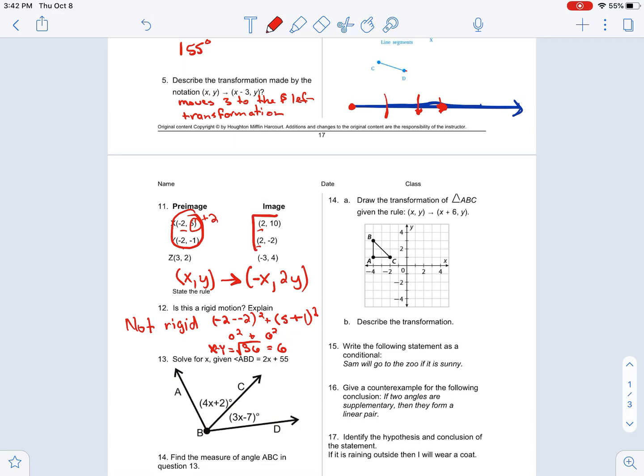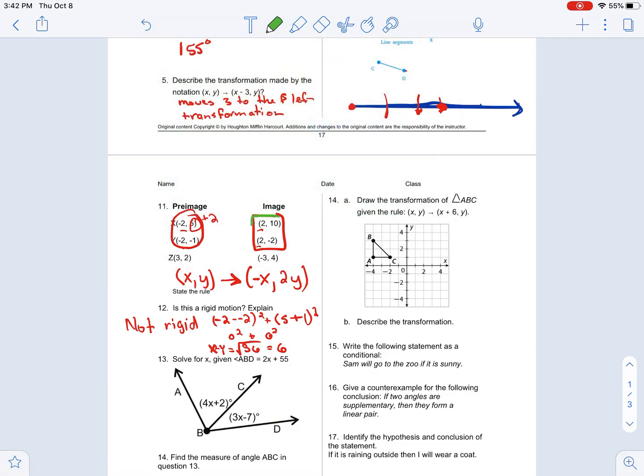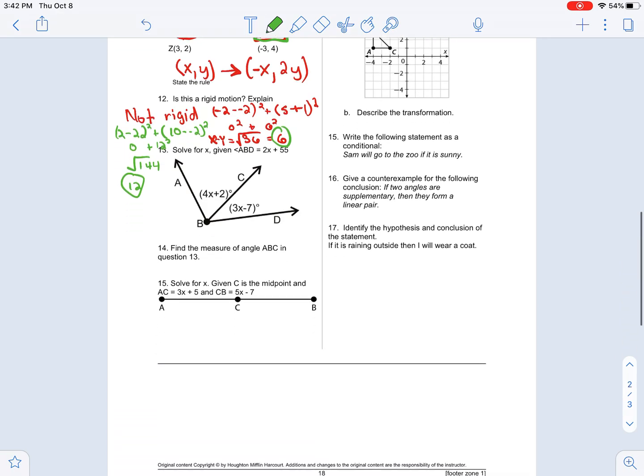So now I'm going to check this point right here. So we're checking this point here. So we're going to go 2 minus 2 squared plus, and then 10 minus -2. So that would be 0 plus 12 squared. So that's really the square root of 144, which equals 12. This is not equal, so we know that it's not rigid. So that's what we'd be looking at.